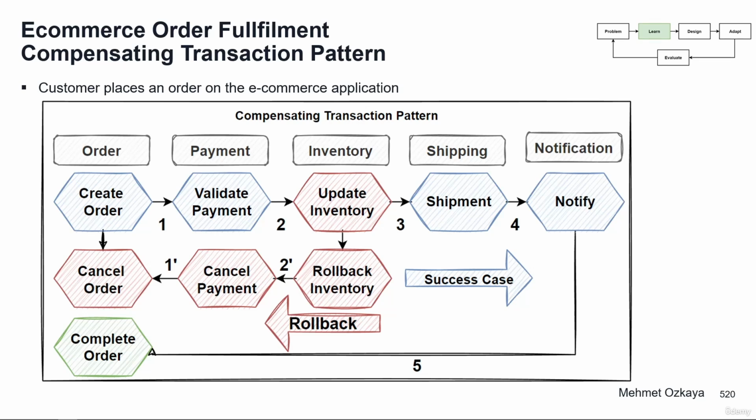It is important to note that the compensating transaction pattern can be complex to implement, especially in distributed systems where multiple microservices may be involved in a single transaction. It is also important to carefully consider the potential consequences of rolling back the transaction, as it may have unintended side effects.